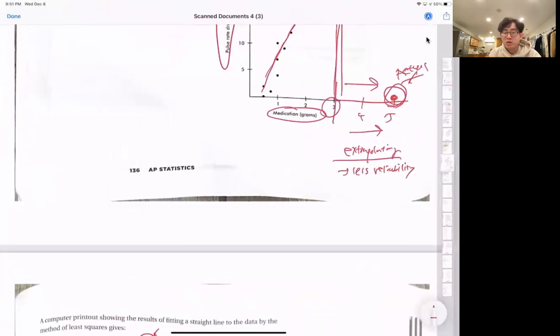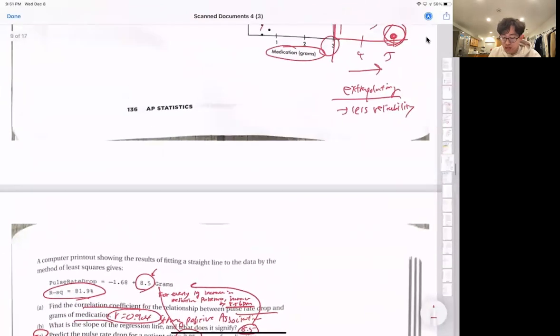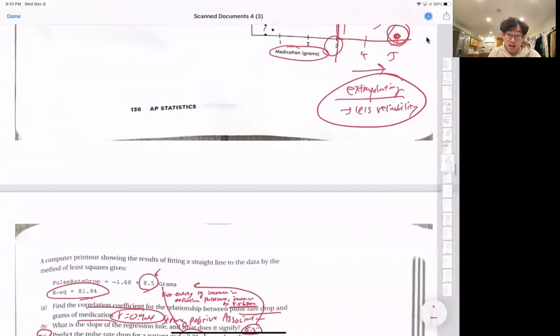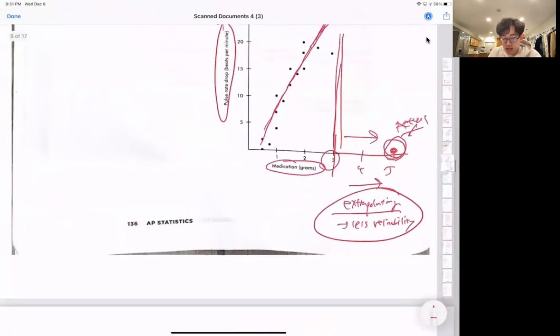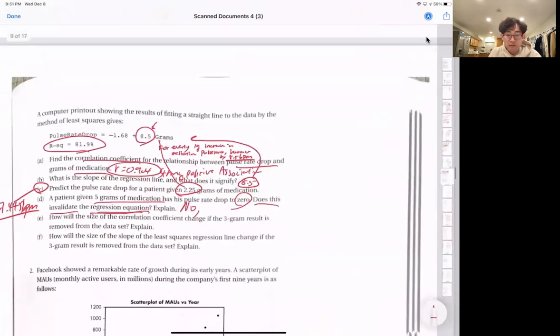Okay, so obviously these are the words that I really want you guys to say, because those are the main vocabulary. So basically say that it's beyond the given scatter plot range, so it's always less reliable to use the best line of fit. Therefore, it doesn't invalidate it. This is the main idea. It doesn't invalidate the equation.